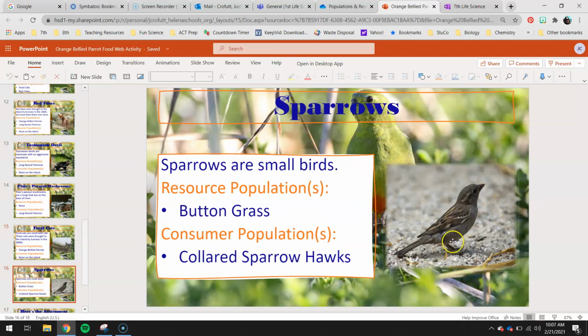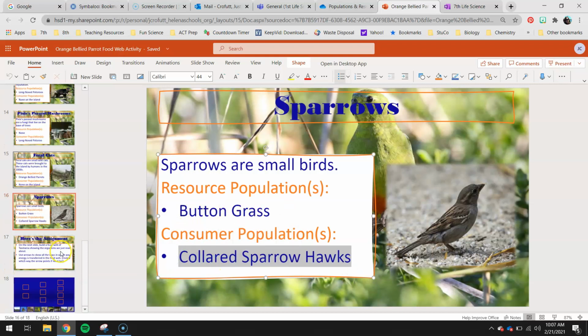Sparrows are small birds. You have all seen these sparrows. We have them all around Montana, so it's no different. Their resource population is button grass. That's what they like to eat, and they are hunted by collared sparrowhawks.